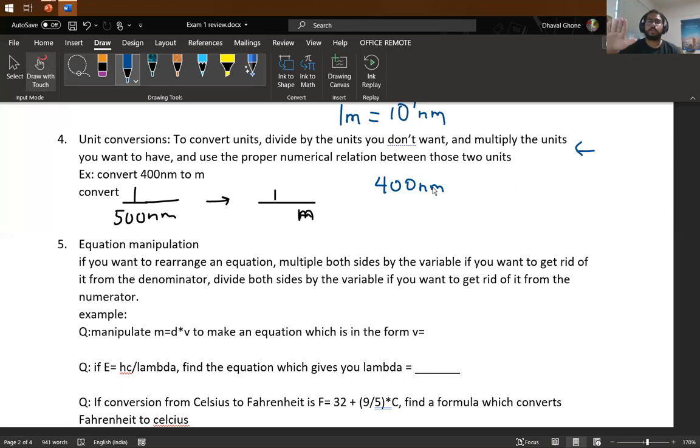Go ahead and pause the video at this point, try solving it on your own, write it down, solve it, and then come back to the video.